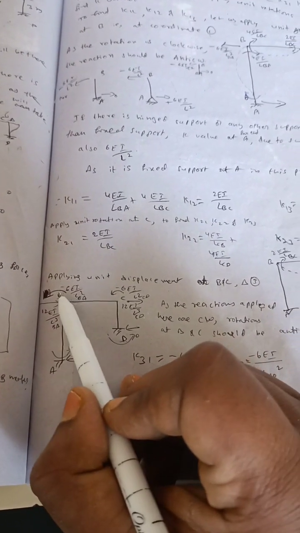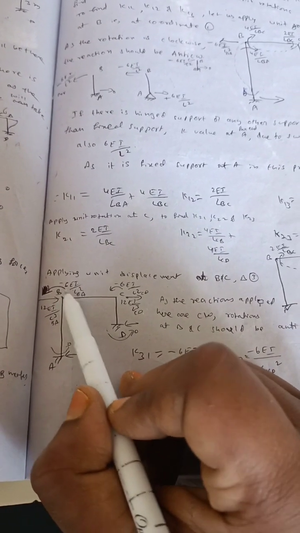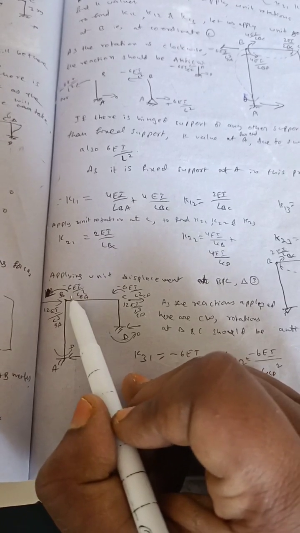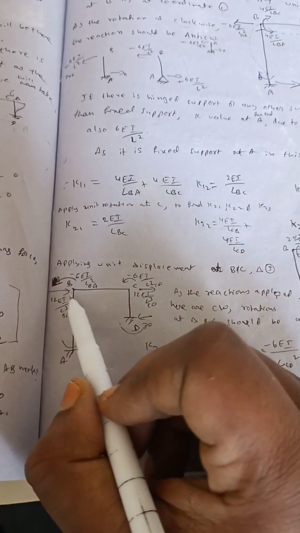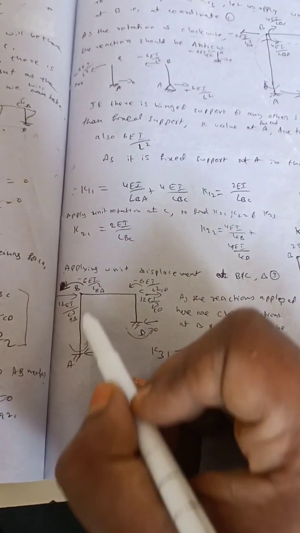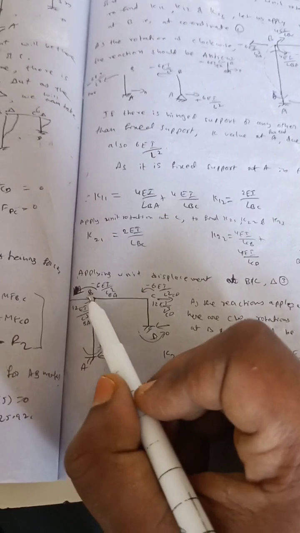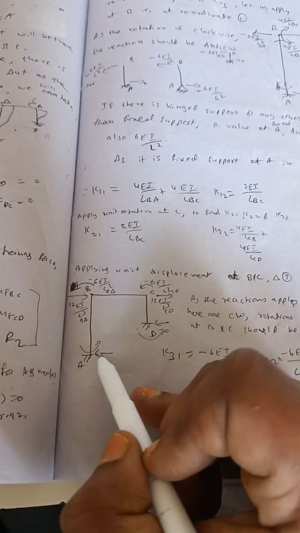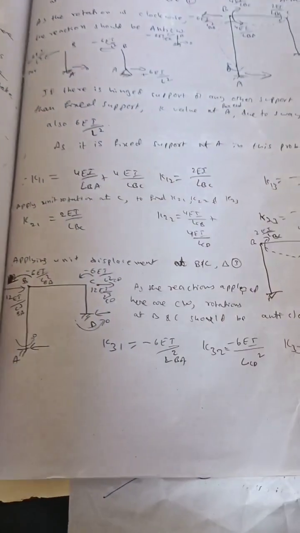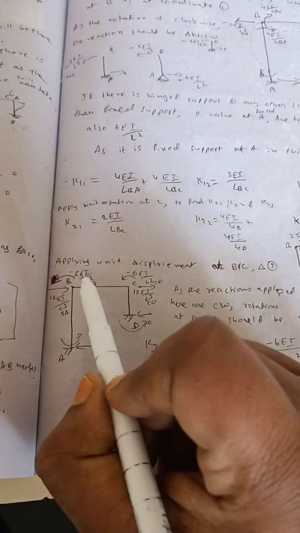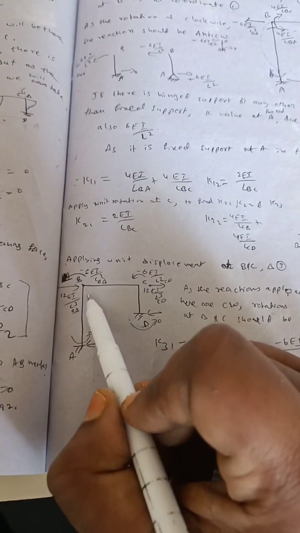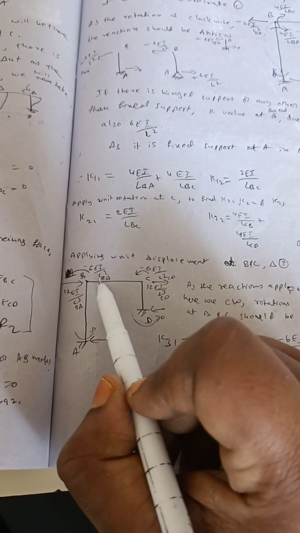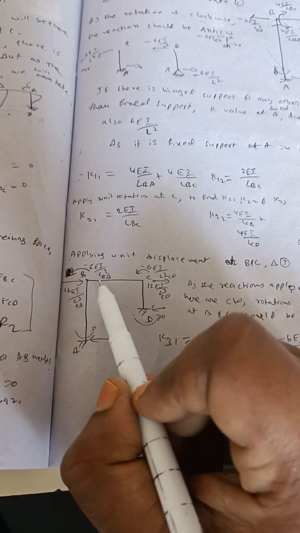So the formula for K is 6EI by L square. Same here, the formula is 4EI by L, no? Like that here it is 6EI by L square, 6EI by LBA square. As the reactions applied are clockwise, we have taken this as anti-clockwise. So what is this value? Minus 6EI by LBA square, not BC, because this sway is only for columns, not beams.